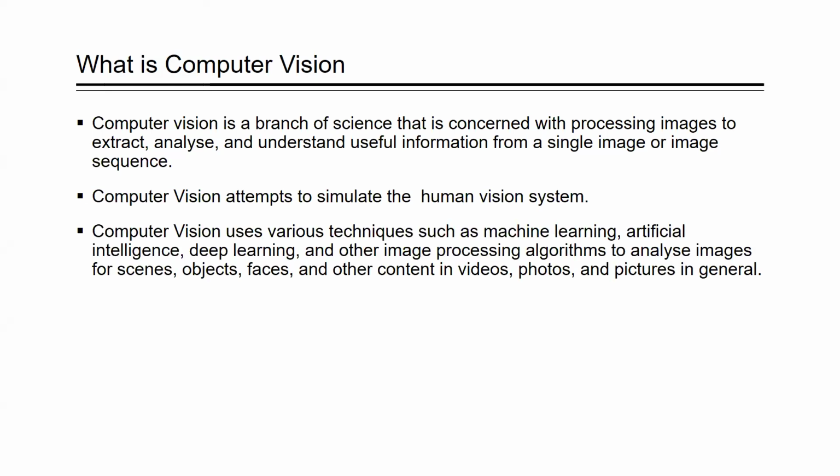Computer vision uses various techniques to carry out this aim. Some of them include artificial intelligence and machine learning, deep learning, and many other image processing algorithms that are used to analyze these images. So you look for the scenes, objects within the images, faces in the images, and other content in those images. Now, this computer vision concept has various applications.